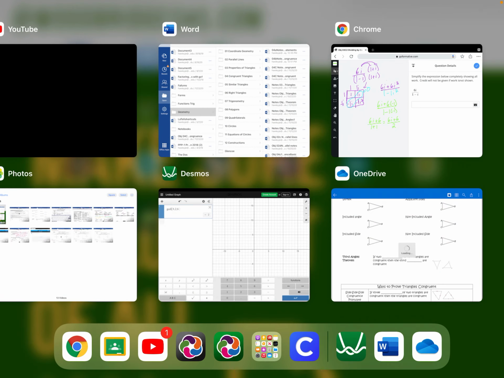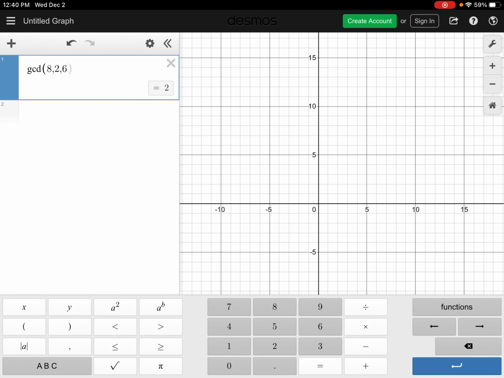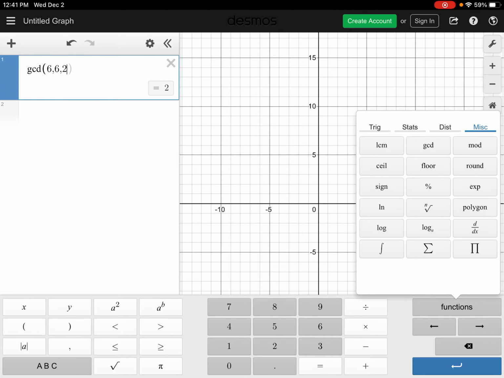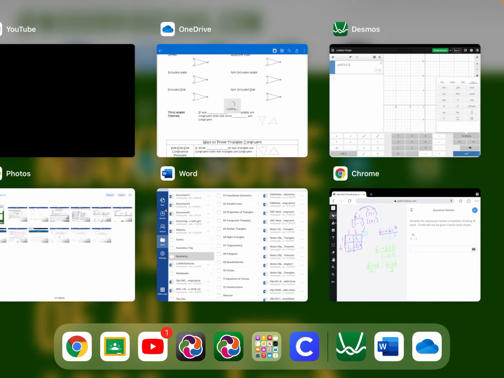Okay, so you can go into Desmos, you can do your GCD. It's going to be 6, 6, and 2, just in case you don't know. 6, comma, 6, comma, 2, and of course the greatest common factor is 2. Again, in order to find that, you go into functions and GCD. So functions and GCD.